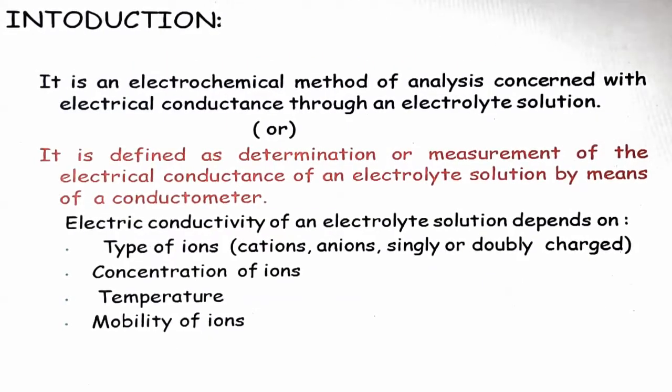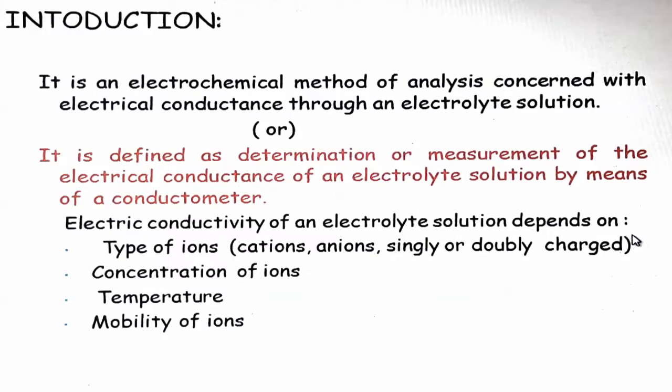It is an electrochemical method of analysis concerned with electrical conductance through an electrolyte solution, or it is defined as determination or measurement of electrical conductance of an electrolyte solution by means of a conductometer. Electrical conductivity of an electrolyte solution depends on the types of ions, meaning which kind of ions are present, cations, anions, singly or doubly charged; concentration of ions, whether the solution is concentrated or dilute; third, temperature; and mobility of ions.